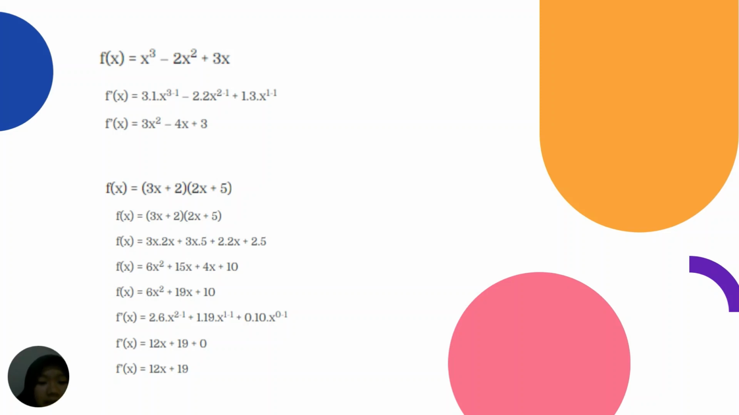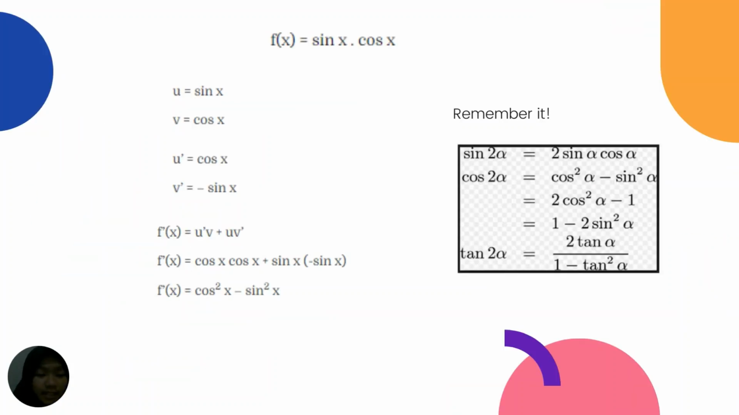and then f prime x is 2 times 6 times x to the power of 2 minus 1, plus 1 times 19 times x to the power of 1 minus 1, plus 0 times 10 times x to the power of 0 minus 1, and then we get f prime x is 12x plus 19 plus 0, and then the result is 12x plus 19. Okay, it is the last question.